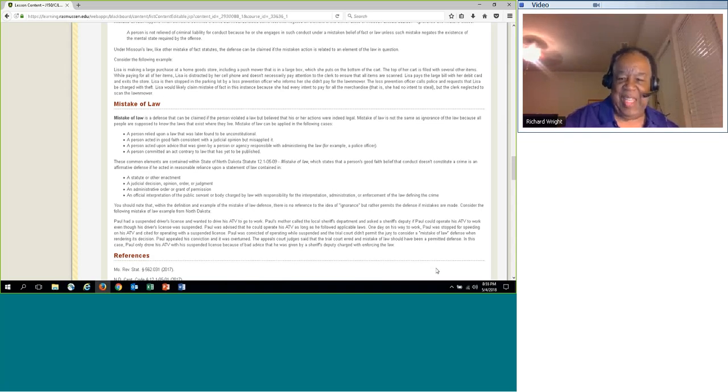So the key thing is that the individual is relying upon the situation and circumstances. Mistake of law states that a person's good faith belief that conduct doesn't constitute a crime is an affirmative defense if they acted in a reasonable fashion on a statement contained in a statute, a court case, an administrative order, or the interpretation of a public servant, such as a law enforcement officer or someone of that nature. So the key thing is that the individual is seeking advice from proper authorities, but is not entirely correct. Okay.